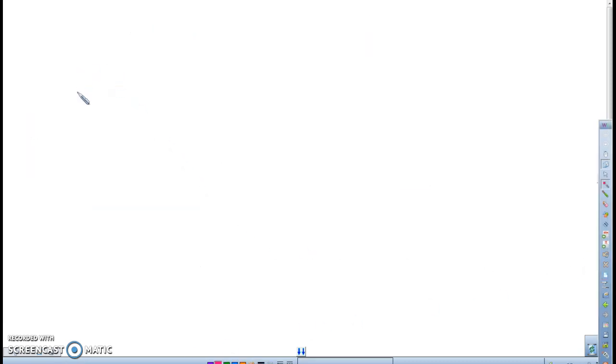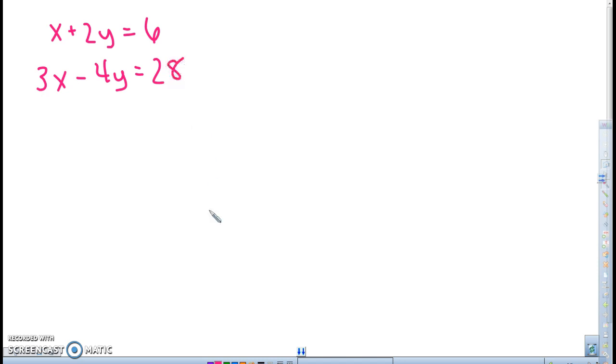We will start with x plus 2y equals 6, and 3x minus 4y equals 28. Notice I didn't give either one of them to you in a way where it's one variable equals the rest. So you might have to manipulate this first equation by moving the 2y to the other side, so that you start with x equals -2y plus 6. That should help you get started if you haven't started already, and find out what x and y equal.